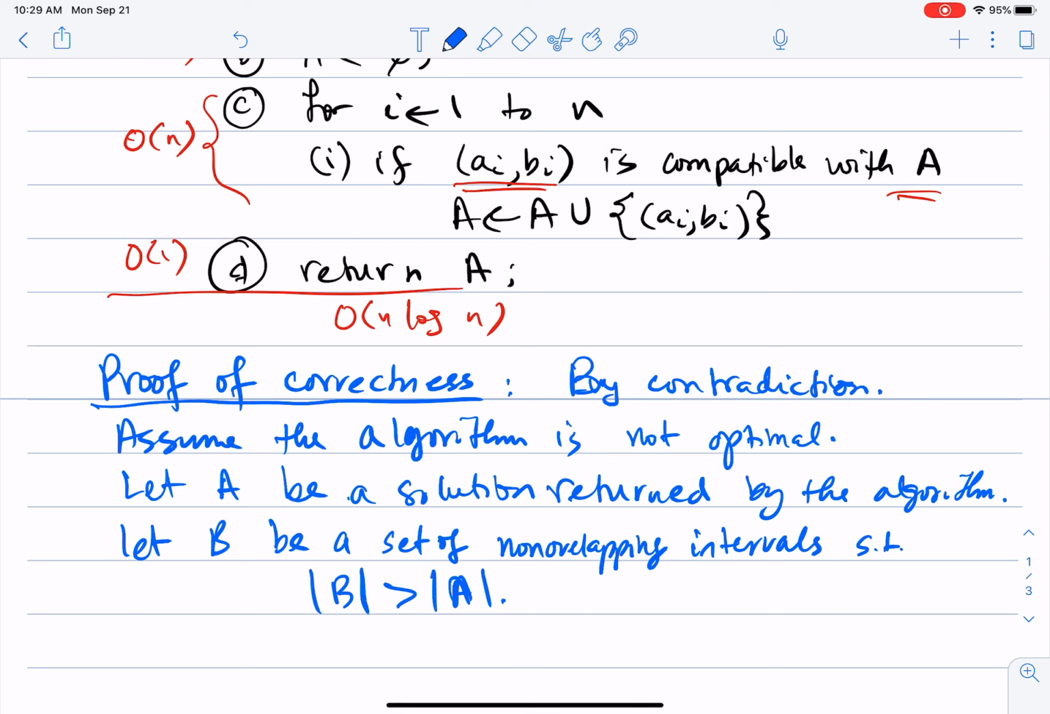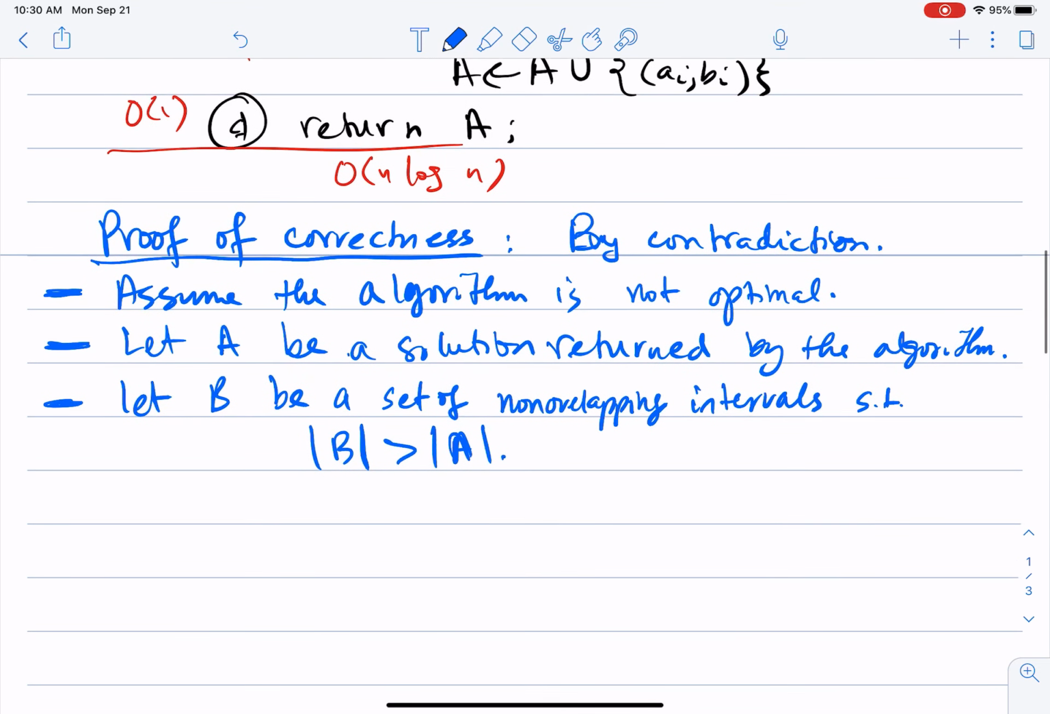Okay, so let's pause for a second. What did I say here? I want to prove that this algorithm is correct by contradiction, which means let me assume the algorithm is not optimal. A is the set of intervals that the algorithm returned. Since I am assuming it is not optimal, there is another set of intervals, B, which are a subset of the intervals in the input, are non-overlapping, and the number of intervals in B is larger than the number in A. So the algorithm is not optimal, because if it were optimal, it should have returned B, not A. Now we need to proceed to show that such a B does not exist, and that basically is the contradiction.